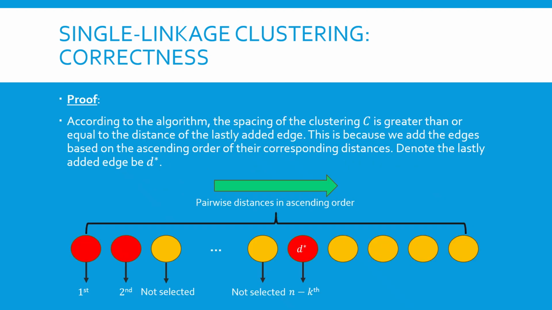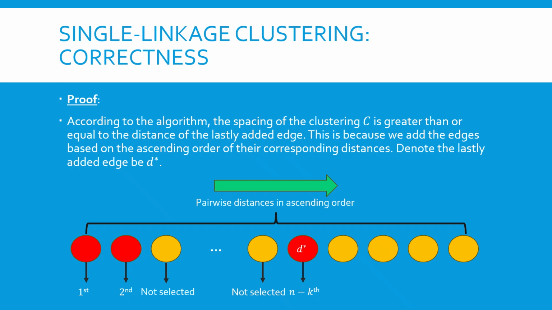We begin by assuming that all pairwise distances are sorted in ascending order. Each dot in the diagram represents one of these distances. As the algorithm runs, some distances are selected, and their corresponding clusters are merged. We mark the selected distances in red. Other distances are examined but not selected because their objects are already in the same cluster. We mark these distances in yellow.